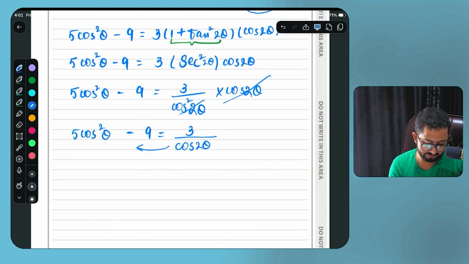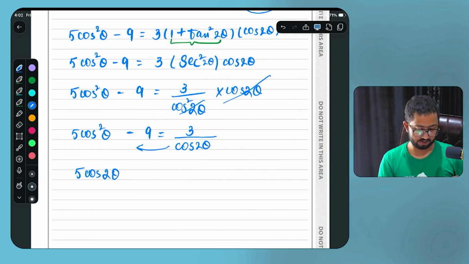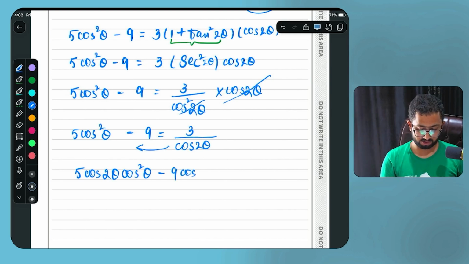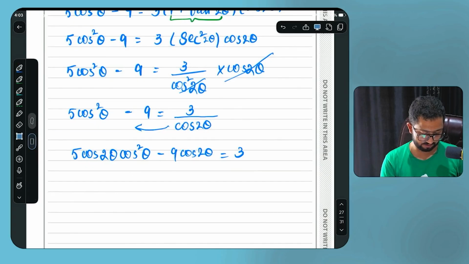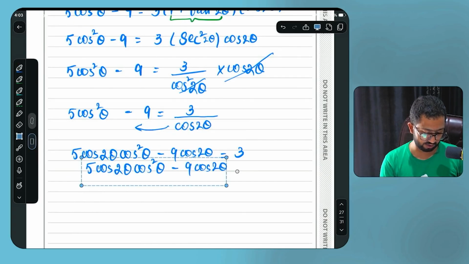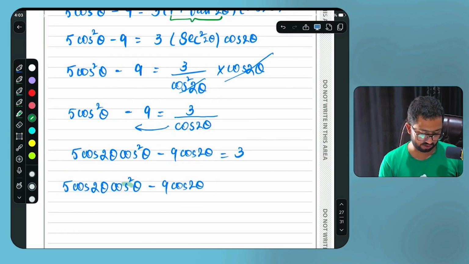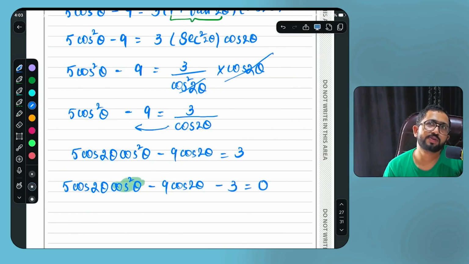Shift this one. 5 into cos 2 theta, cos square theta minus 9, cos of 2 theta equal to 3. The only problem now, you can see, I want to remove cos square theta in terms of cos 2 theta. So which is a formula where you can convert cos square theta in terms of cos 2 theta?